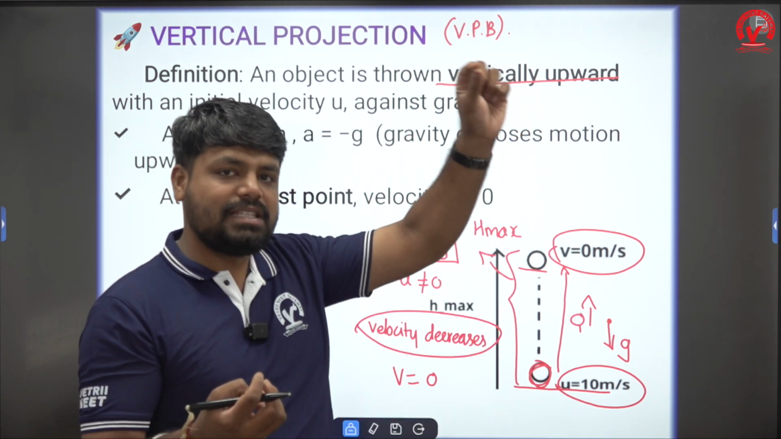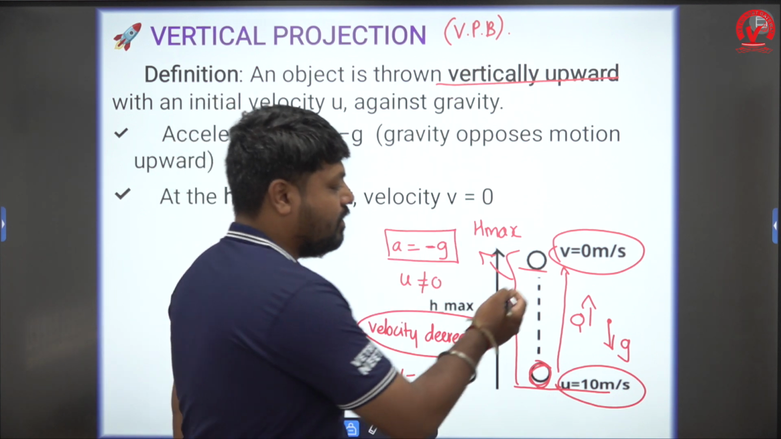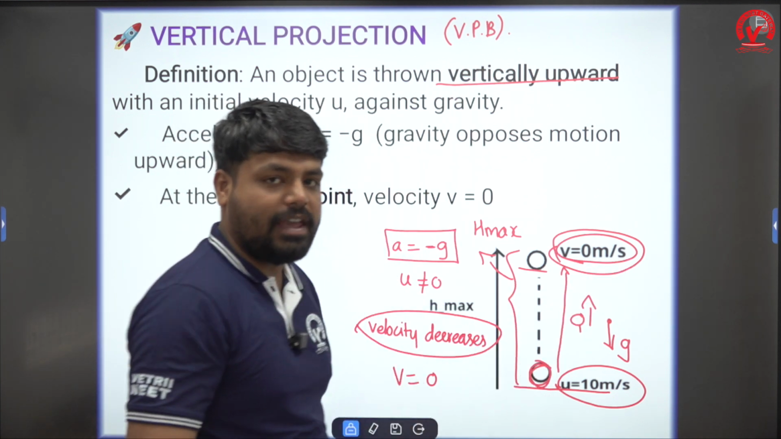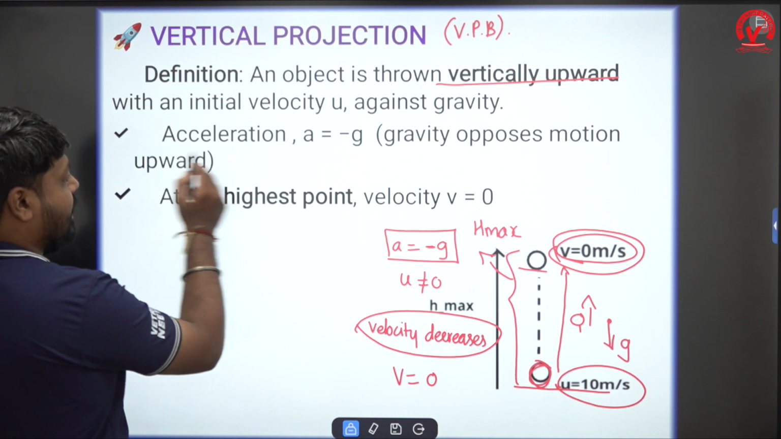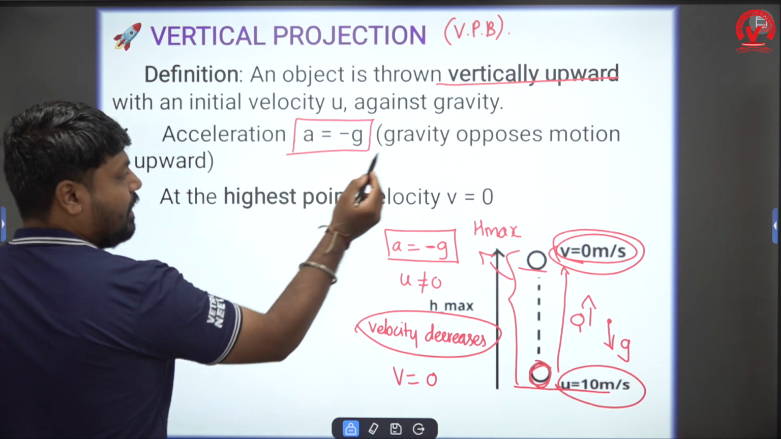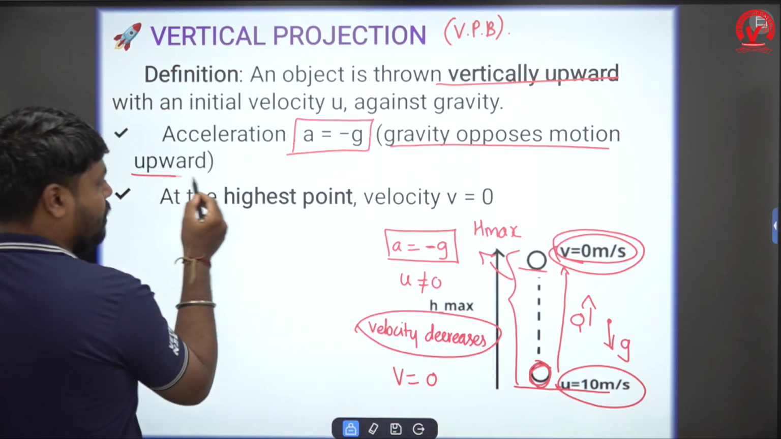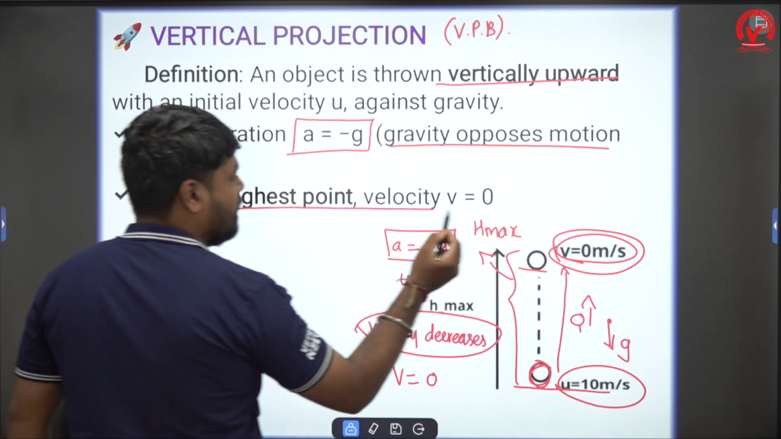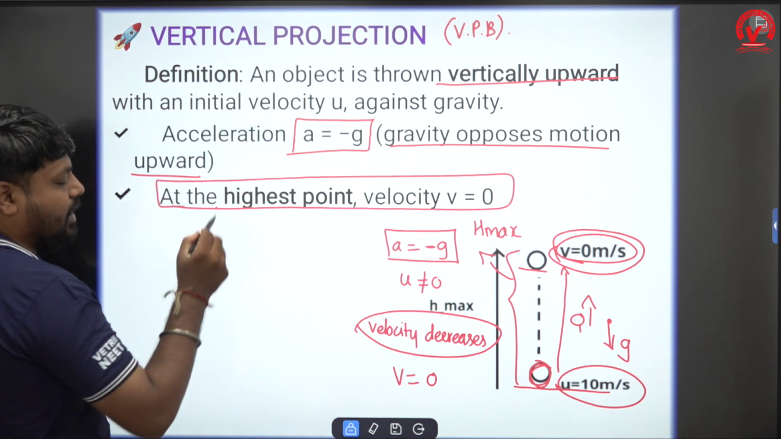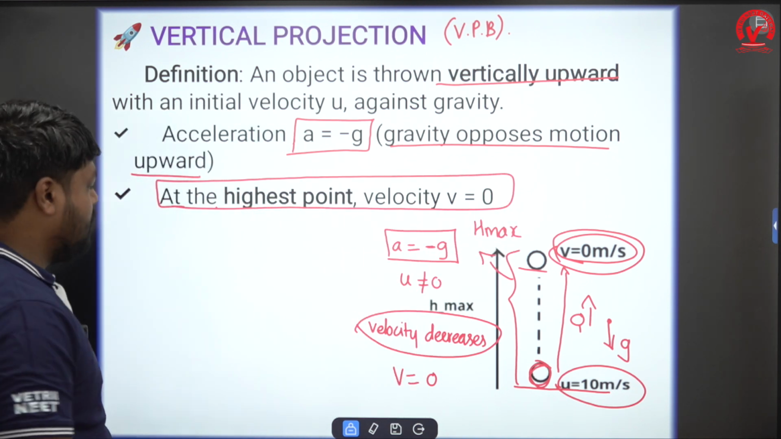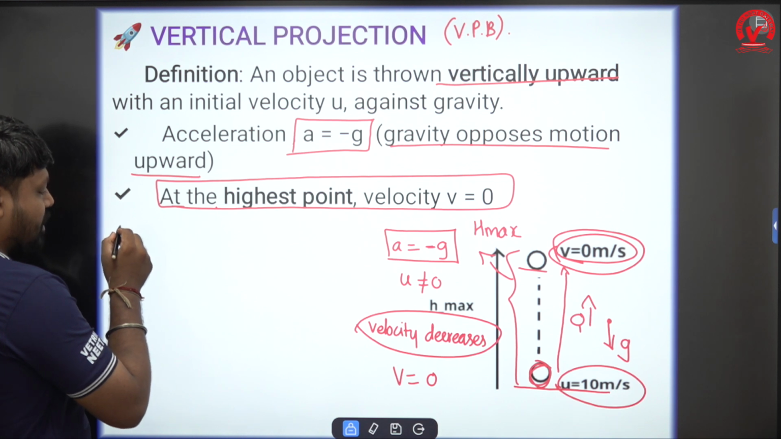So at the maximum height, what is the velocity? 0. So the final velocity is 0. Listen carefully, here acceleration is minus g. Gravity opposes the upward motion. At the highest point, the velocity is 0. Very, very important.